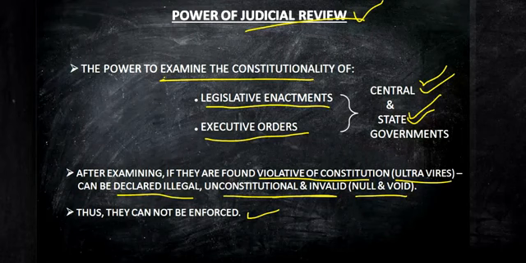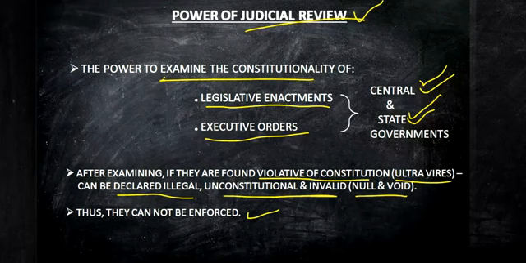Another important issue is that this judicial review is nowhere mentioned in our constitution. That means it is mentioned implicitly, not explicitly. That means somewhere in some article it is mentioned in clear terms, but nowhere is it called judicial review. We are calling it judicial review.